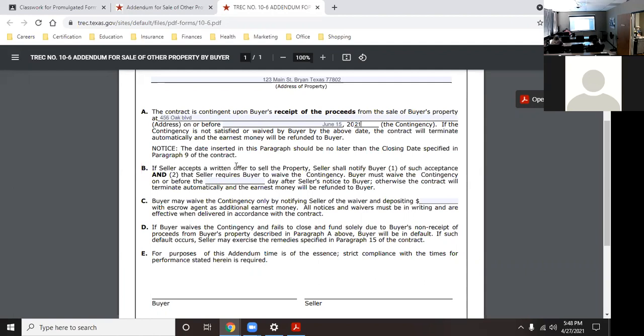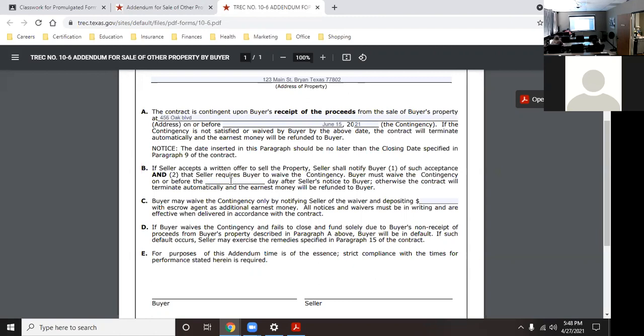So if I sign up for a closing date with the house I want to buy and that closing date, we make it June 18th. This is saying that if I don't get my funds by June 15th, the contract I'm in to buy the next one just is terminated. I basically can back out of that contract because I did not receive the funds for my current property.